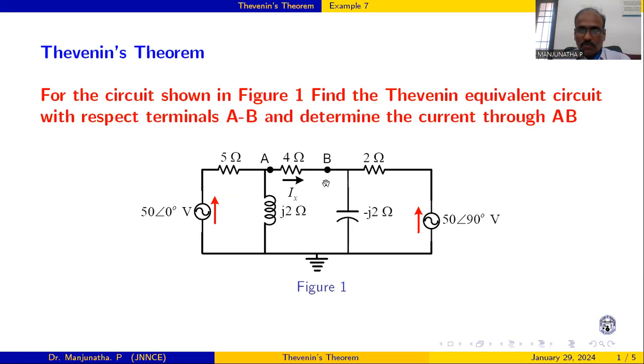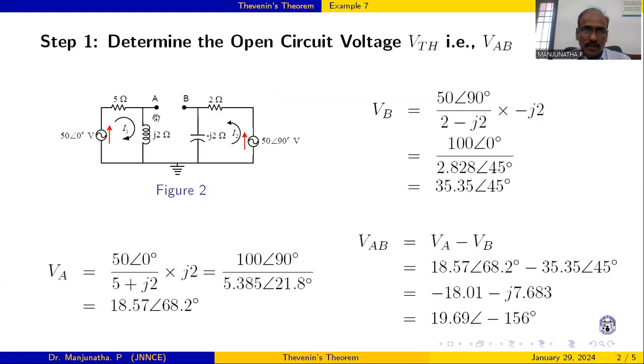The steps are as follows. First, we have to determine the open circuit voltage or Thevenin's voltage between these two terminals AB. Next, the impedance between these two terminals by removing this 4 ohm resistor. So first, we will solve the first step. When we remove this load RL, the circuit will look like this.